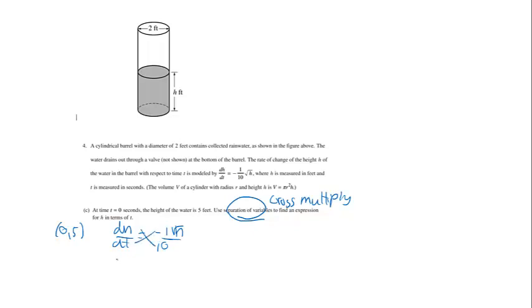I'm going to cross multiply. I'm going to get 10 dh equals negative square root of h dt. I need the h over on the left side, so I'm going to divide by the square root of h. So now I'm going to have 10 over the square root of h dh is equal to negative 1 dt. I'm now ready to take the antiderivative of each side.